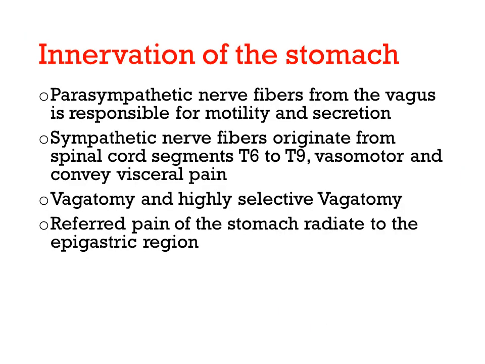We have the innervation of the stomach. Parasympathetic fibers from the vagus are responsible for motility and secretion, and they come from two parts. We have the anterior and posterior vagal trunk. The anterior one is the left vagal trunk, and the posterior one is the right vagal trunk. We also have sympathetic nerve fibers that originate from spinal cord segments T6 to T9 that convey vasomotor fibers and visceral pain from the stomach. That comes through the greater splanchnic nerve.